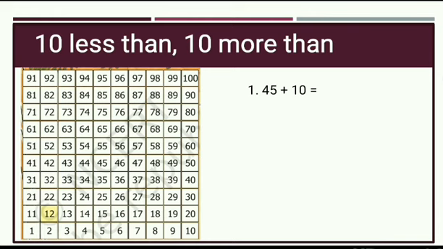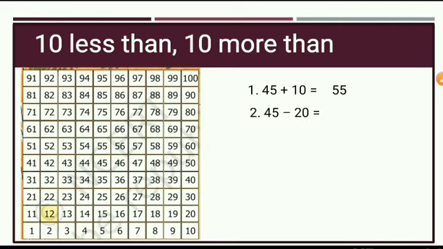So the first question we will see, that is, I've taken 45 plus 10. So where is 45 here? In your grid here is 45. So plus 10 means you go up one step. So where did you land when you go up one step? You landed at 55. So your answer for 45 plus 10 will be 55.